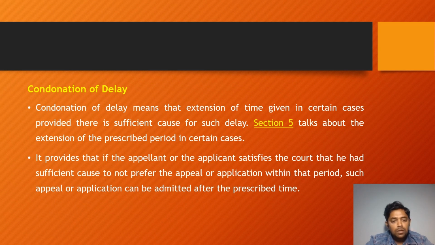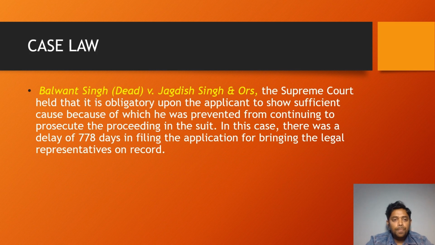Condonation of delay. The condonation of delay means extension of time given in certain cases, provided there is sufficient cause for such delay. Section 5 talks about the extension of the prescribed period in certain cases. It provides that if an appellant or applicant satisfies the court that he had sufficient cause for not preferring the appeal or application within that period, such appeal or application can be admitted after the prescribed time.